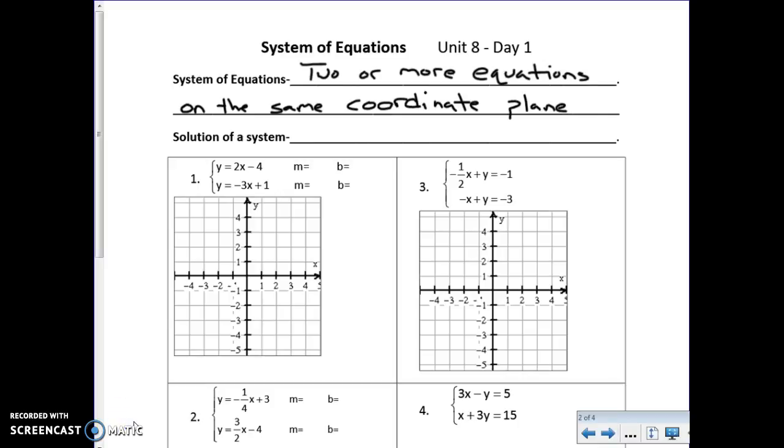The system of equations is where you have 2 or more equations on the same coordinate plane. The solution of a system is the point, remember a point is an x and a y, where the lines intersect. So let's go ahead and do these examples.